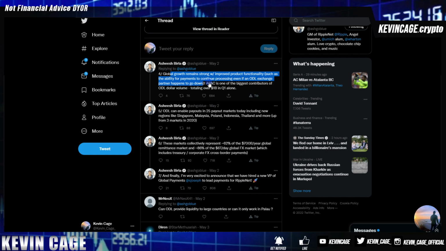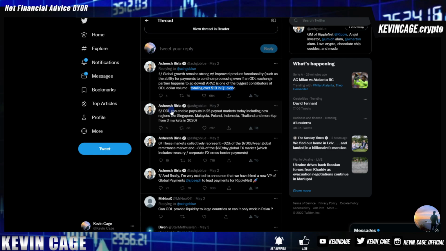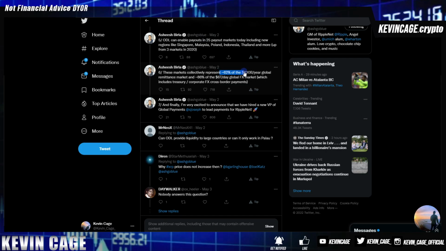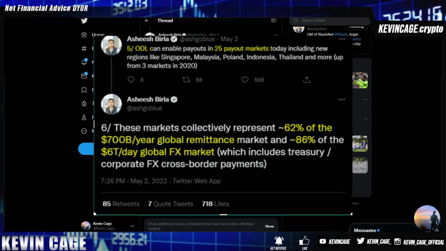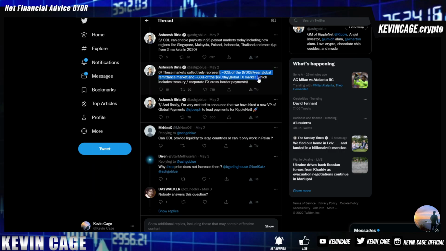The APAC or Asia Pacific region is one of the biggest contributors of on-demand liquidity dollar volume, over $1 billion in Q1 alone. On-demand liquidity, just think XRP, can enable payouts in 25 payout markets today: Singapore, Malaysia, Poland, Indonesia, Thailand, and more. These collectively represent 62% of the $700 billion per year in the global remittance market, and approximately 86%, guys, almost 90% of the $6 trillion per day that we see in the global FX or foreign exchange market. This also includes treasury and corporate FX cross-border payments.